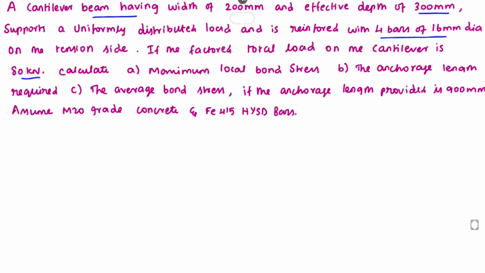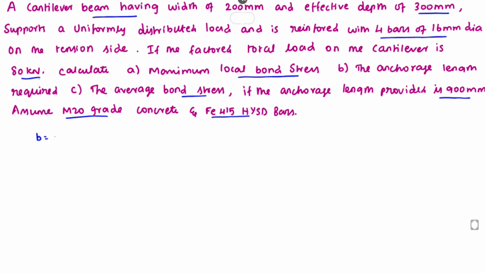Calculate the maximum local bond stress and the anchorage length required. Then the third one is the average bond stress if the anchorage length is provided as 900 mm. Assume M20 grade concrete and Fe415 HYSD bars. Okay, so now the given data.